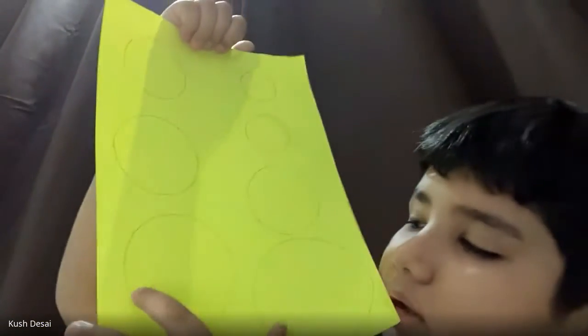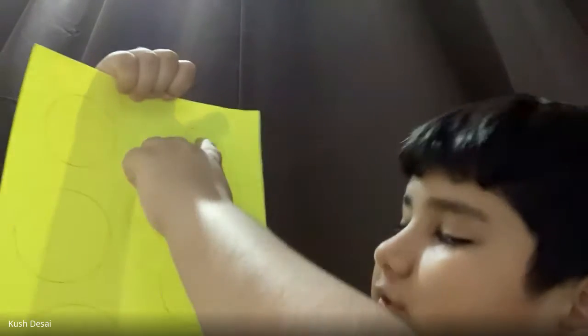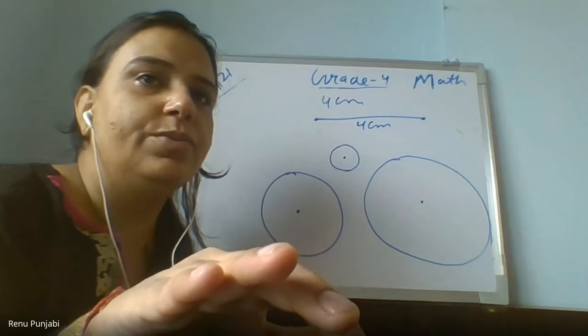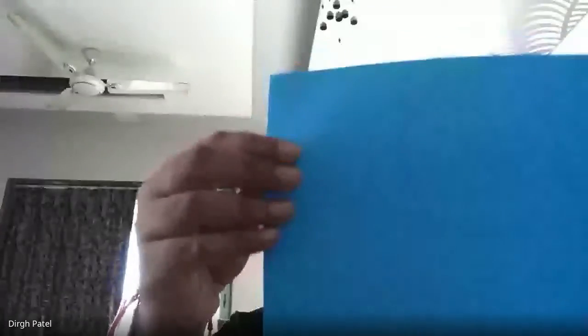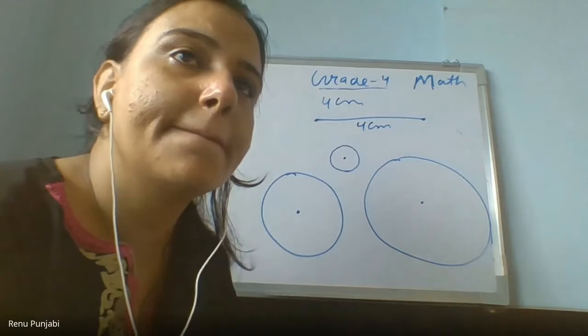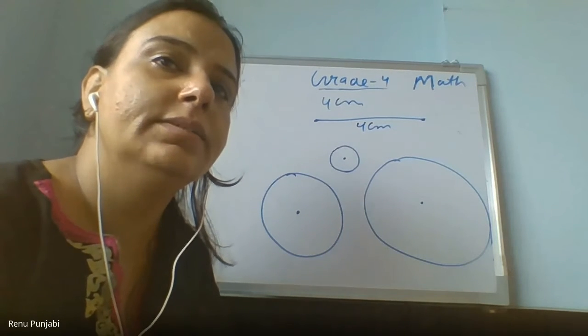Ma'am, I have drawn all the circles. See, ma'am, I have drawn one big, too small, and small, too big. Very good, Dev. Yes, ma'am, the center of a circle is where we point our pencil.